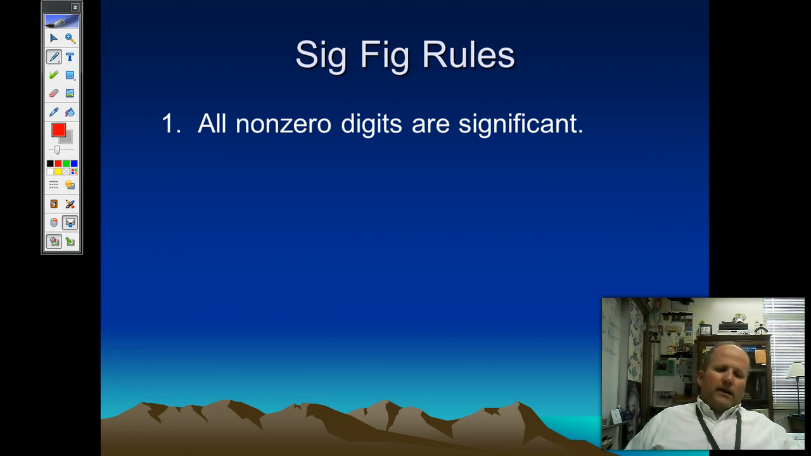Another key point back in the previous slide, this only matters about measurements. If I just gave you a number, I said 2, how many sig figs does that have? Doesn't have any, because 2 is not a measurement. But if I say 2 centimeters, now we have significant figures, because now we're talking about a measurement. So if it's not a 0, it's significant.